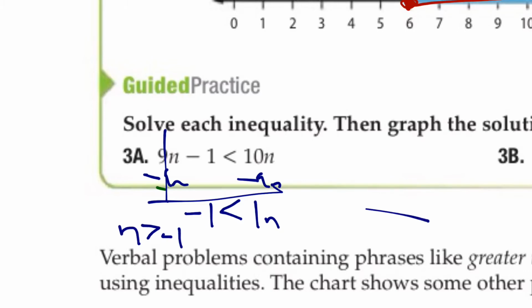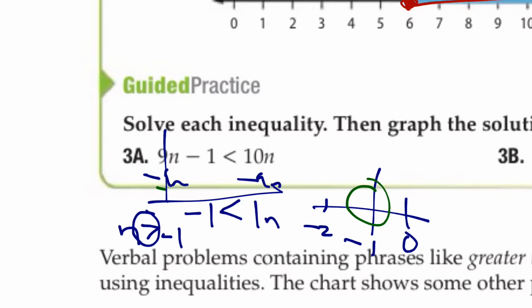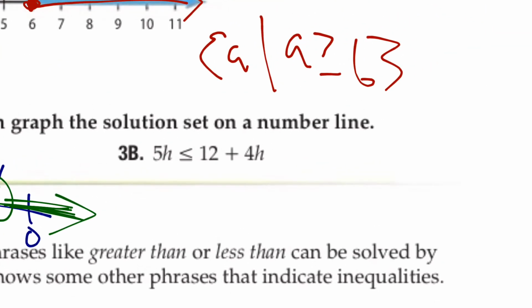Now how would I graph that? Well, I'm going to put a negative 1, negative 2, and 0. So, am I going to have an open or closed circle? I'm going to have an open circle because it doesn't have the equal to. So here's my closed circle on negative 1. I mean open circle on negative 1. And it says it's greater than. So it needs to be bigger. So I'm going to go to the right. All the numbers that are bigger than negative 1. Now look at this one.